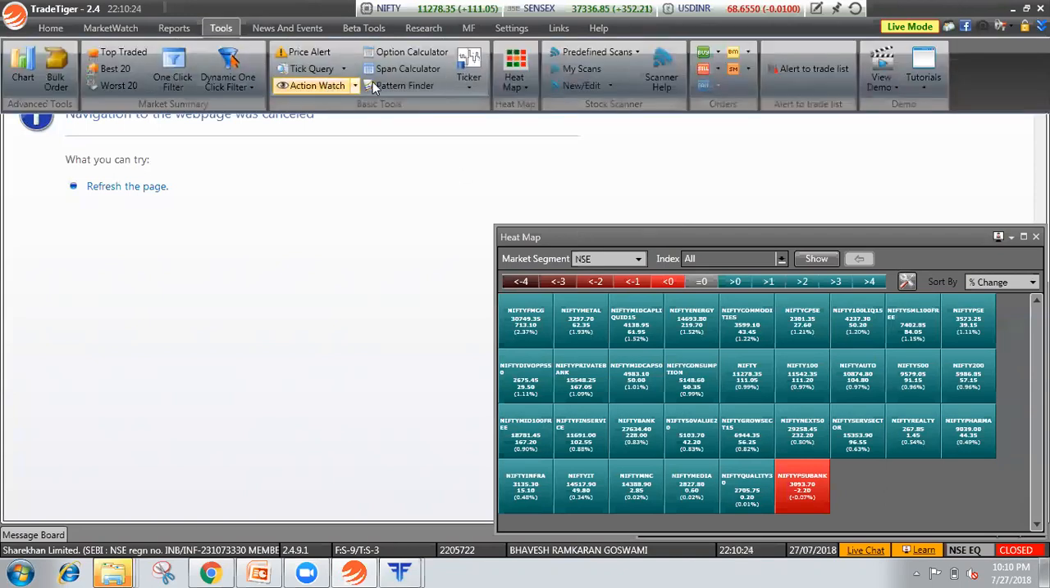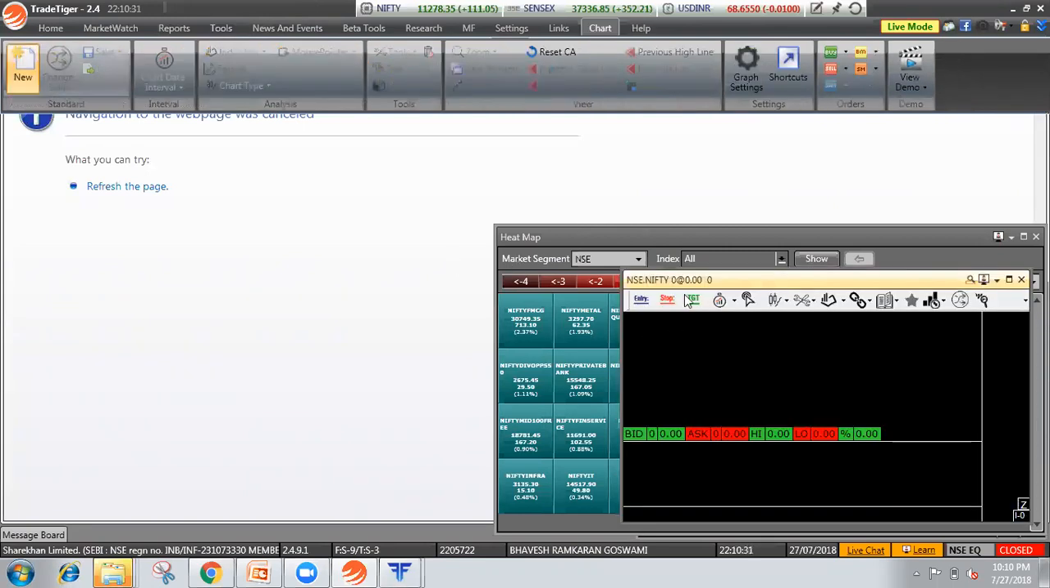Then you require a chart. You can keep a chart on top of the heat map. That's one basic thing that is required. And now you require the most important thing, the dynamic one-click filter.